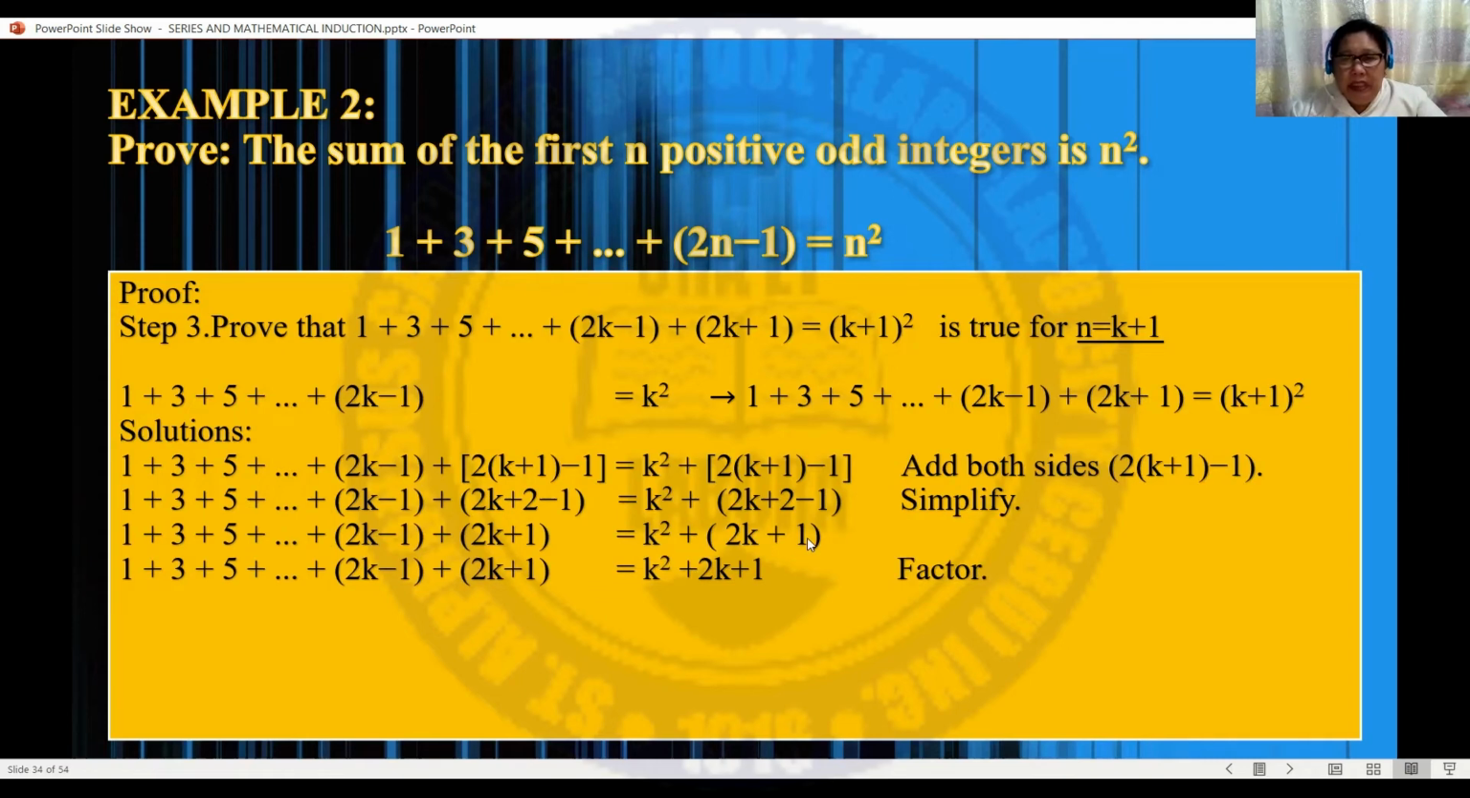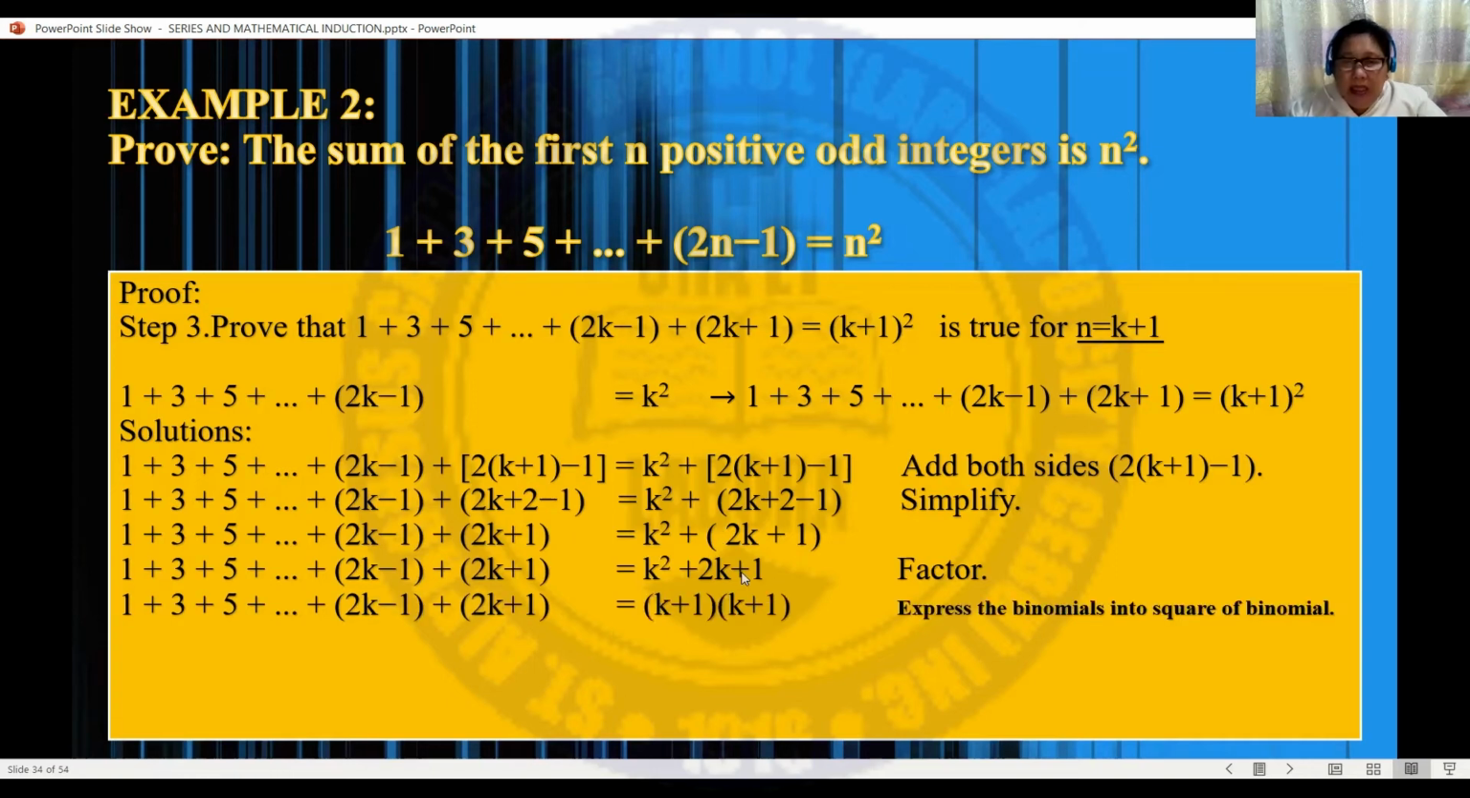Now, remove the parentheses here. So we will have now k squared plus 2k plus 1. And this is factorable. So all you have to do is to factor. The factors are k plus 1 and k plus 1. And express this as a square of binomial because the two binomial factors are the same. So this is equivalent to the square of k plus 1. So meaning, this equation is true for n is equal to k plus 1.